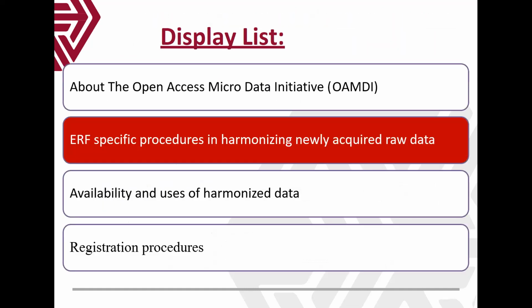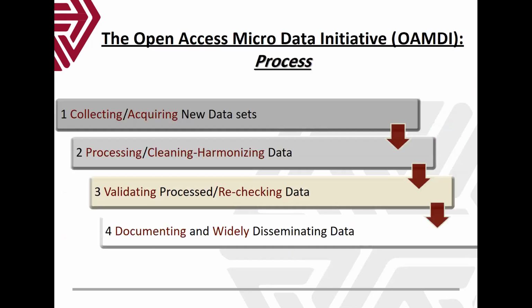So this is the reason that ERF took the initiative in doing the data portal and make the data available for the researchers. What are the procedures that are used in harmonizing newly acquired raw data? At the beginning, we approach the different statistical offices about the new data sets. For instance, the most recent data set that CAPMAS has now should be the LFS, the Labor Force Survey for the year 2020.